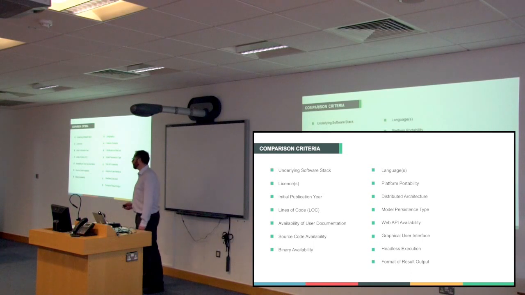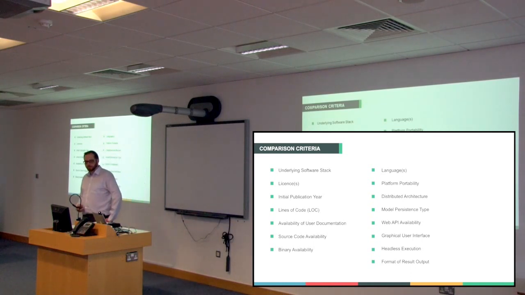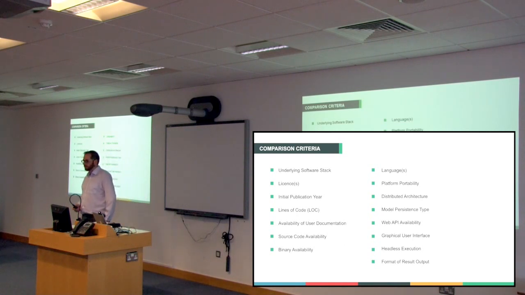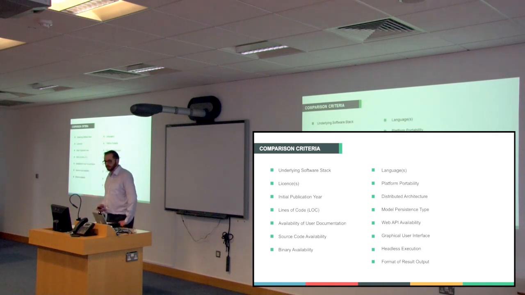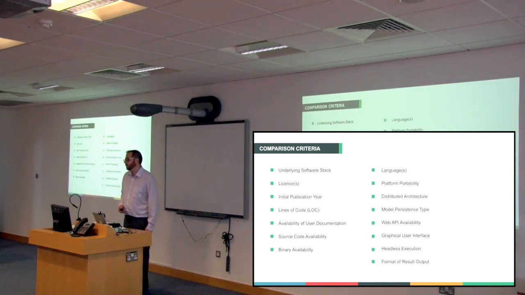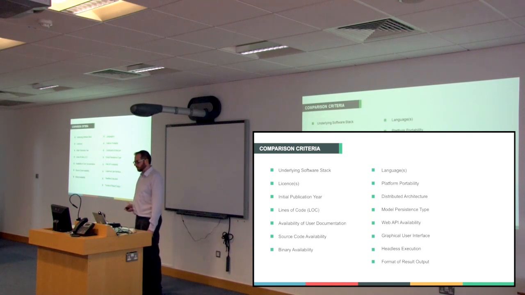The comparison criteria that we used: we defined the criteria by the underlying software stack. So what software stack is underlying these tools, the licenses, the initial publication year, when they were first published, and also the last time they were updated in terms of the year. The lines of code, how many lines of code for each of the tools. Availability of user documentation, availability of source code, if the binary is available, the languages used to develop the tools, whether they're portable across platforms like Linux and Windows, whether they claim to have distributed architecture, the type of persistence used by the models, if there's an API available, if they have a graphical user interface, if you can run them headlessly without a graphical user interface, and what format the results are output in.